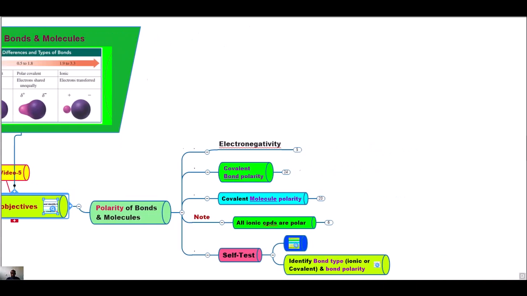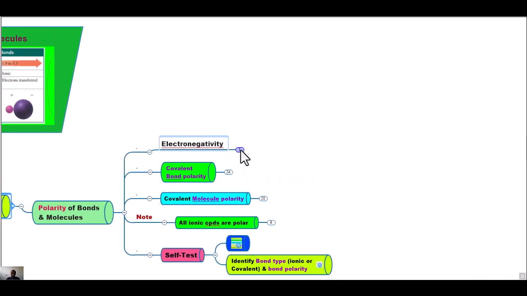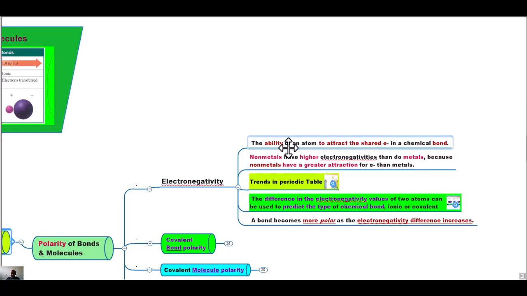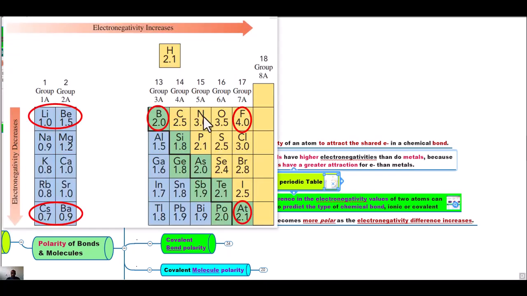And what is electronegativity? Electronegativity is simply the ability of an atom to attract the shared electrons towards itself. From the periodic table, nonmetals have higher electronegativity than metals, because nonmetals have greater attraction of electrons than metals. If you go to the periodic table, you can compare down a group and across a period. Down a group, electronegativity decreases, and across a period electronegativity increases.